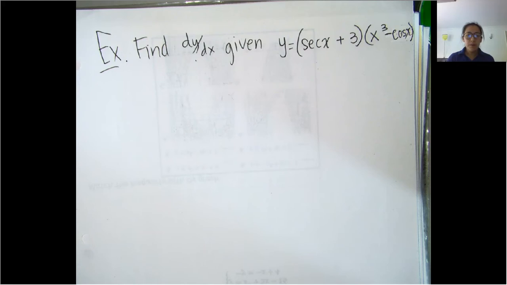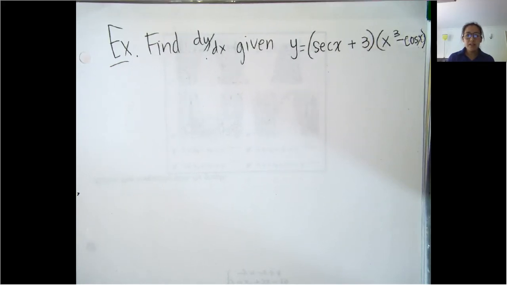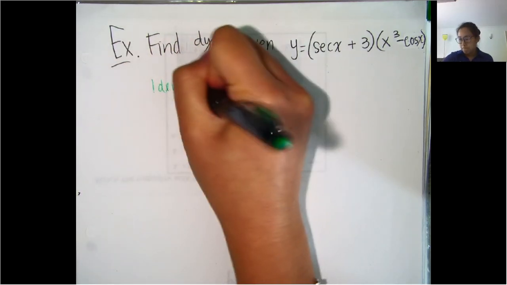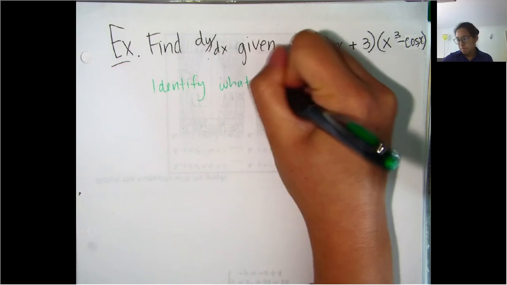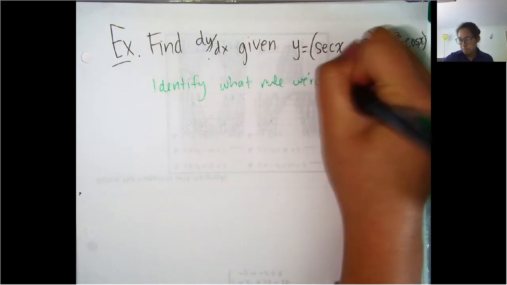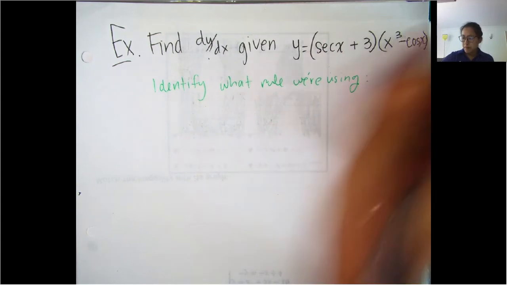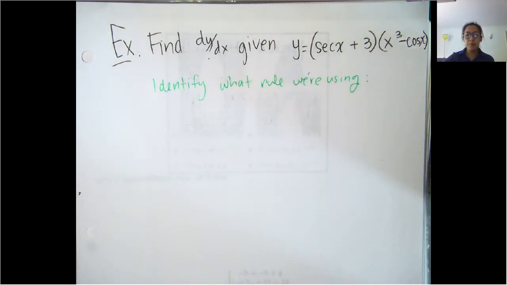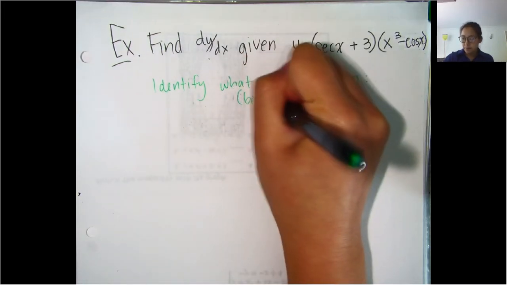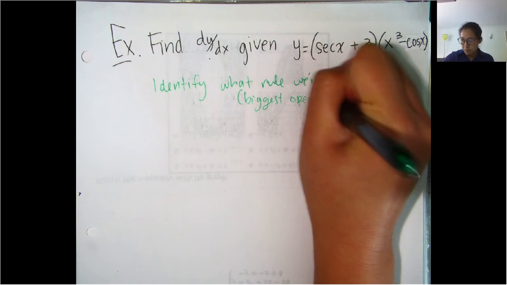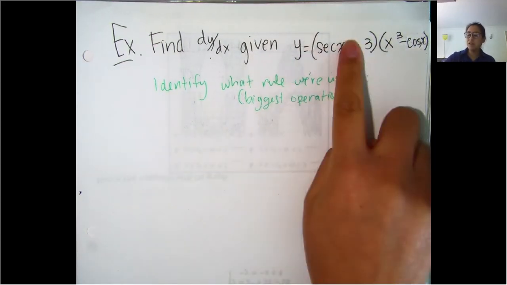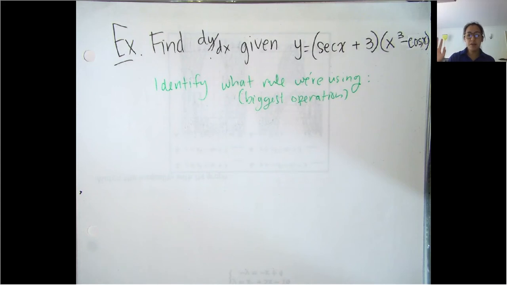Okay, so the example we're going to do is finding dy dx given that y equals secant of x plus 3 and then times x cubed minus cosine of x. So first of all, you want to identify what rule we're using. And if you look at here, the biggest operation, so look at the biggest operation. That would be something times something. That means that the biggest operation is multiplication.